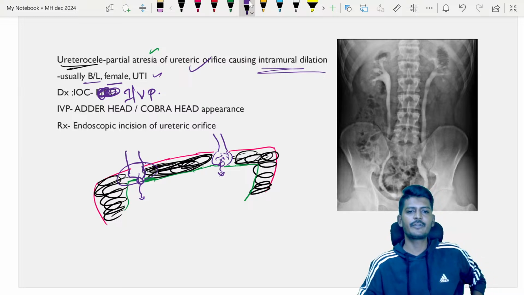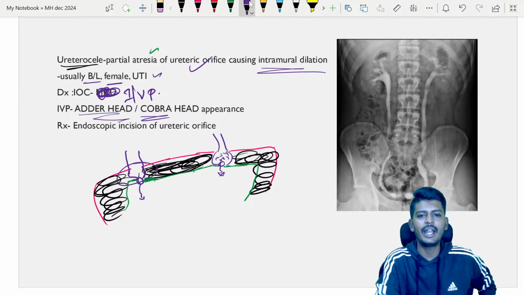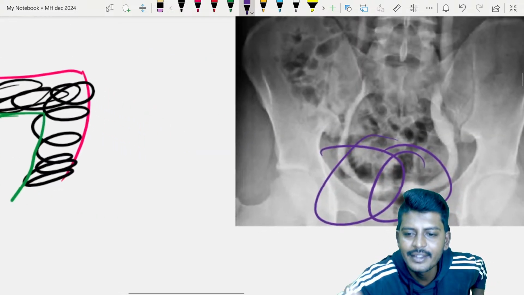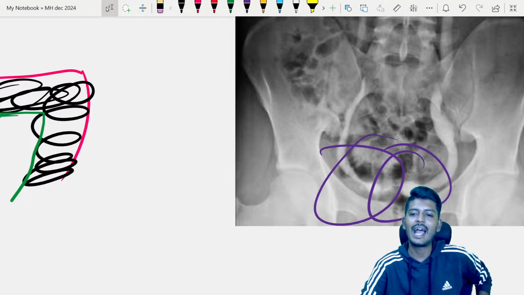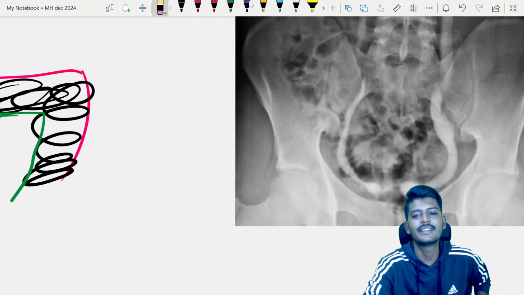Anyways, investigation of choice is your IVP. What will be seen in IVP? Adder head appearance, cobra head appearance, and adder head appearance has been asked many times. Here you can find adder head appearance at the level of the urinary bladder. So that is your IVP's adder head appearance or cobra head appearance. We will call it a ureterocele.